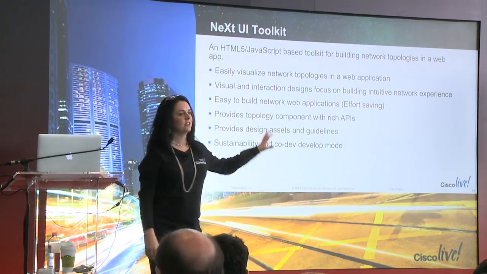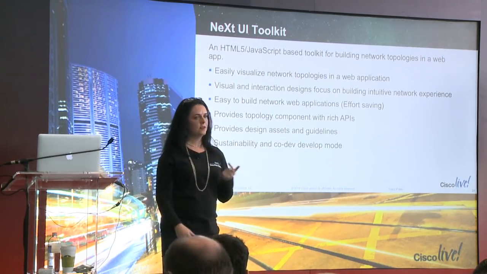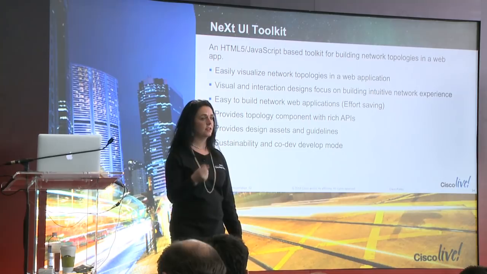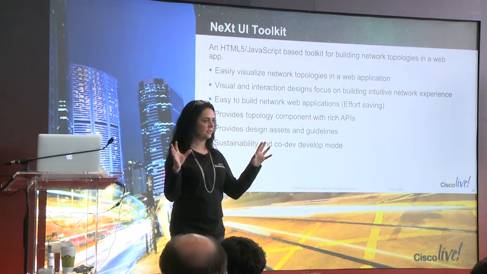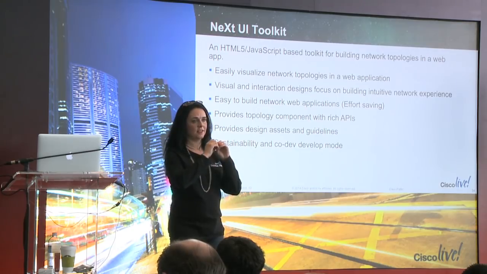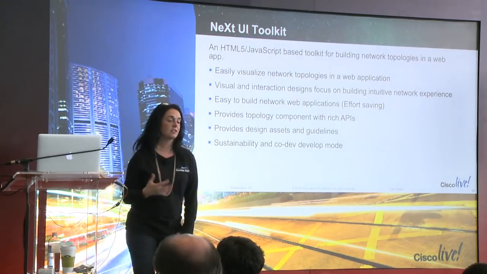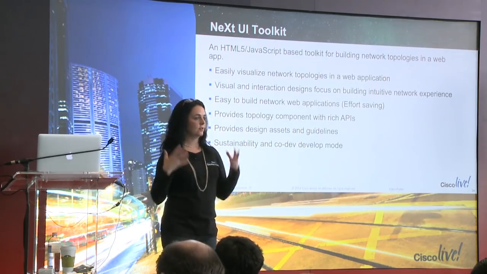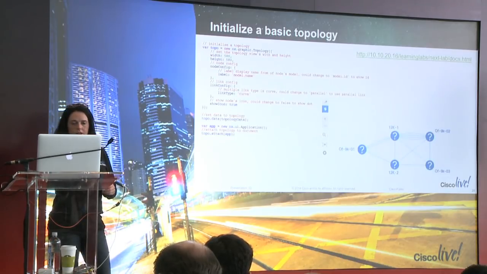But I want to show you this because this is another cool piece, and it shows something else you can do with the APIs. The next UI toolkit has a lot of things in it, but one of the coolest is that it makes it really easy to build a web application to display and visualize network topologies. It's a JavaScript library you can include, where you can get your topology and boom, show a really cool drawing of your network. It's something Cisco's working on. This is the first time we've shown it. We would love to get your feedback if it's something you want us to keep going with. It's pretty cool, so we're going to do a quick look at that.